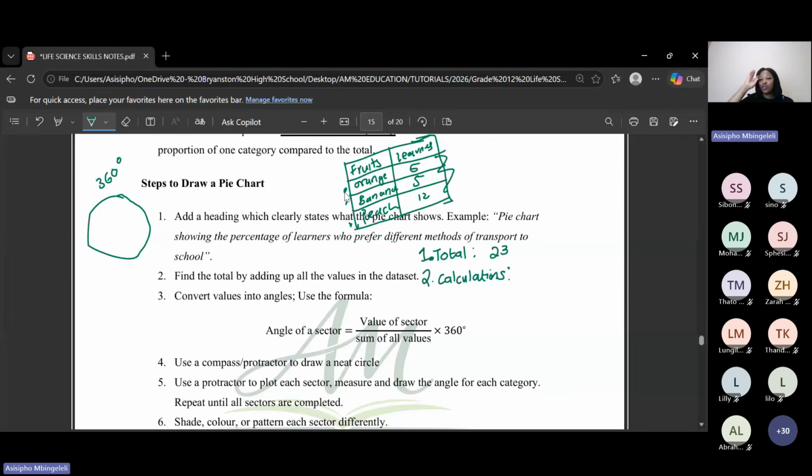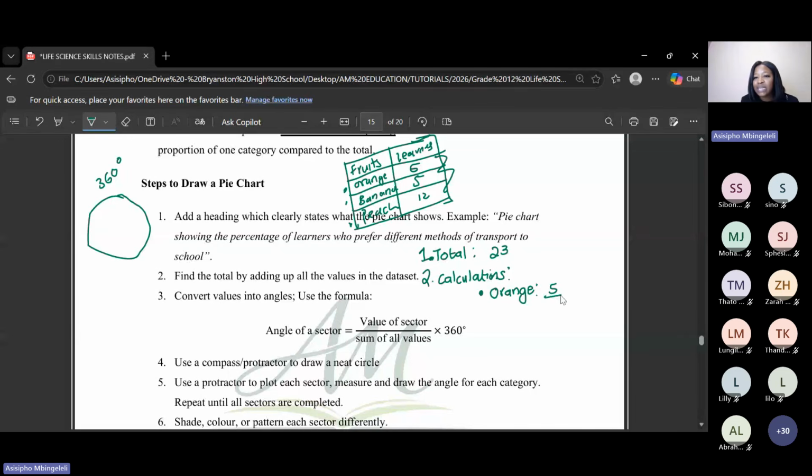How are you then going to do these calculations? You are going to say, okay, the first one, I need to know the degrees portion for the first category, which is orange. You are going to write it down. You are basically telling the teacher, ma'am, sir, this is the portion that I'm calculating for orange. How many students said that they love oranges? There's 5 of them.